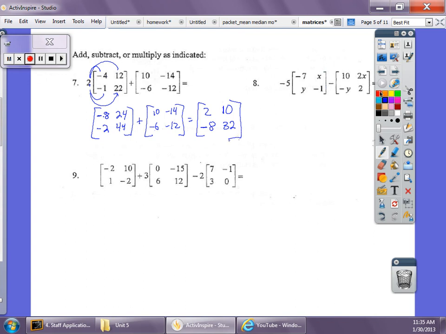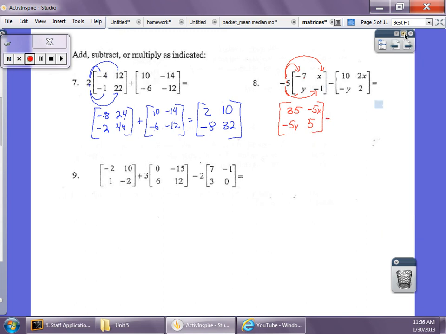Now number 8, we're going to be subtracting these, but we have to distribute this negative 5 into everything first. Well, negative 5 times negative 7, 35. Negative 5 times x, negative 5x. Negative 5 times y is negative 5y, and negative 5 times negative 1 is positive 5. Now we're subtracting the second matrix.